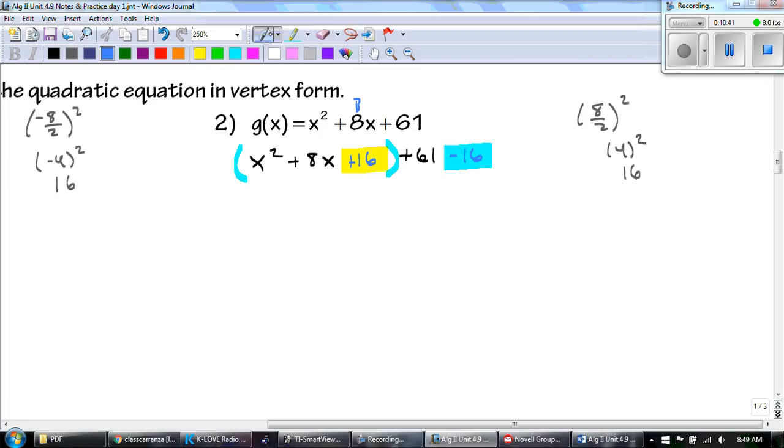Okay, so that's what we're going to break down. I need numbers that multiply to get to 16 and add to get to 8, and we just did it. But it was -4 over there. This time it's going to be 4 and 4. So we're going to split that middle term. x squared plus 4x plus 4x plus 16.